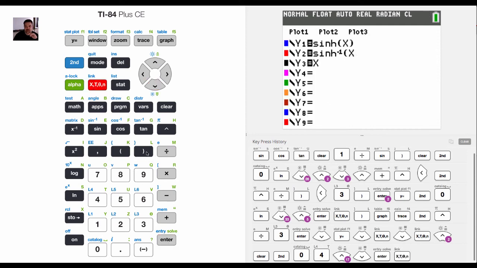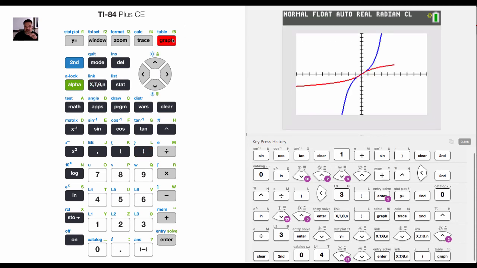And so here's what I was trying to show you guys: when I graph this, see how that mirrors over the diagonal, right? So that's how I know it's the inverse of hyperbolic sine. And so there you have it. That's how you access all of the hyperbolics.